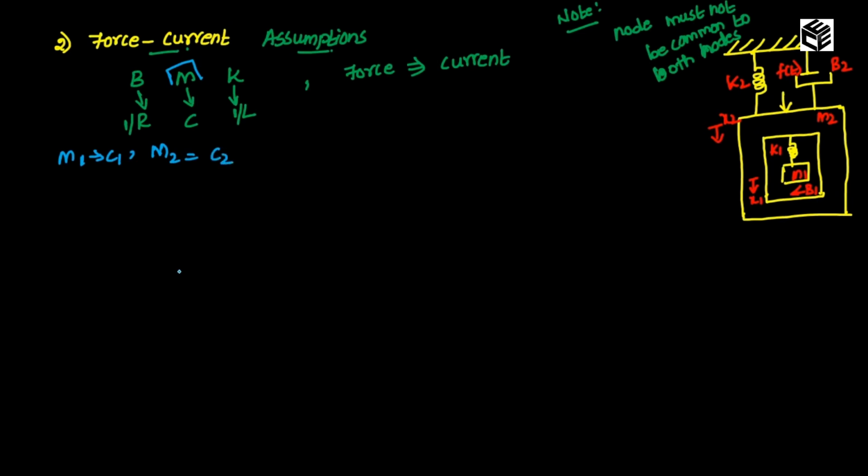Since this is nodal analysis, I'm going to consider two nodes. So this is my first node, this is my second node. Okay. First node, I'm connecting the first capacitor C1. And to the second node, I'm connecting the second capacitor, that is C2. And I'm assuming the voltage across first node is V1 and voltage across the second node is V2.